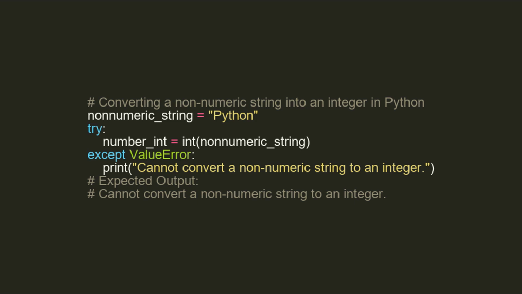This practice of handling exceptions ensures that our program would not crash if it encounters an error, but gracefully handle it. As expected, an error occurs which is neatly caught and handled by the except ValueError block, which prints a message notifying us that a non-numeric string cannot be converted to an integer.